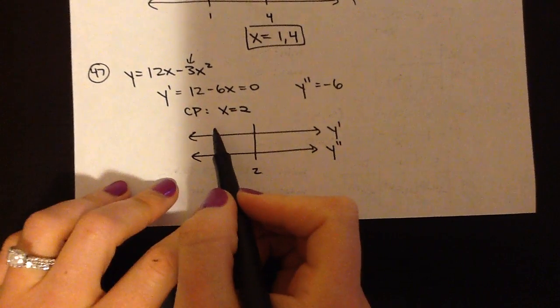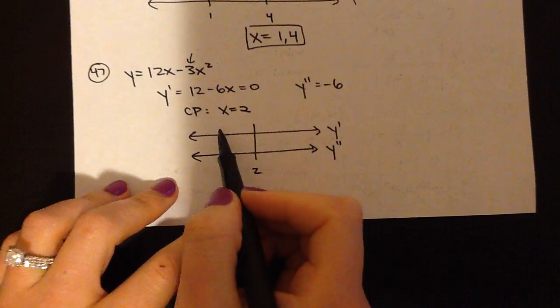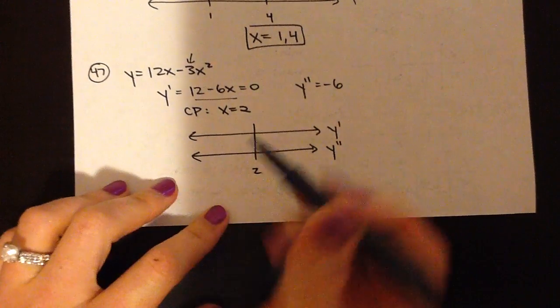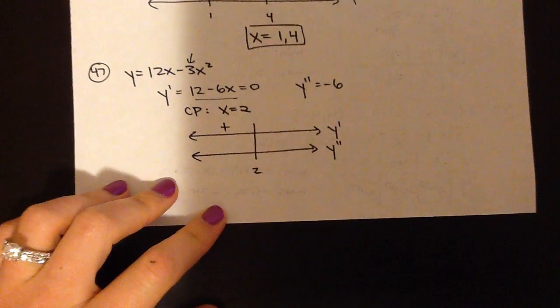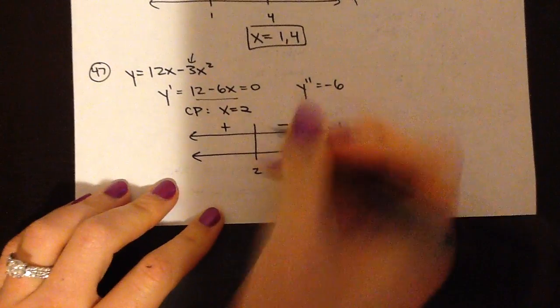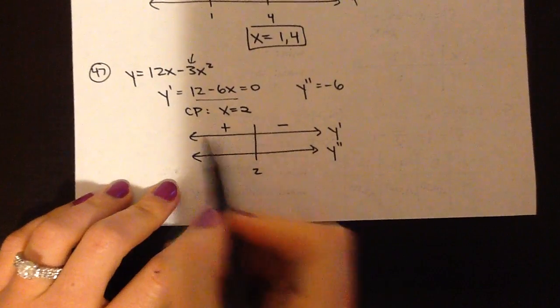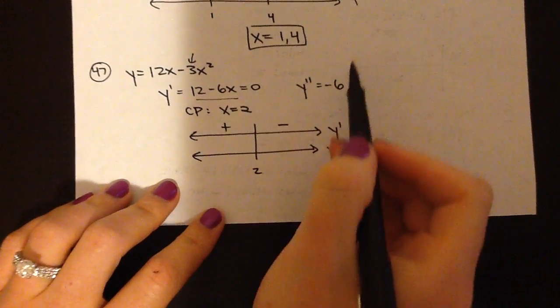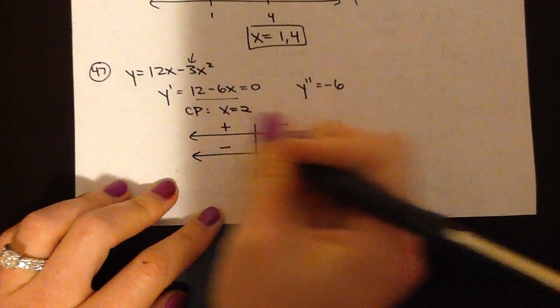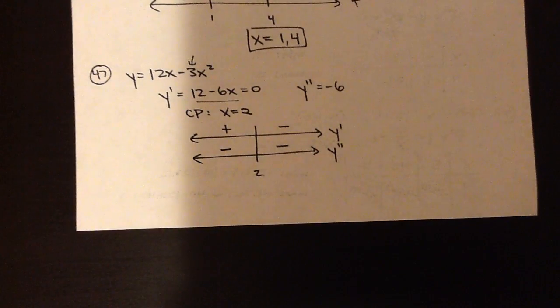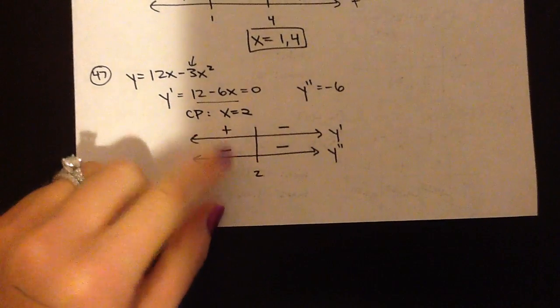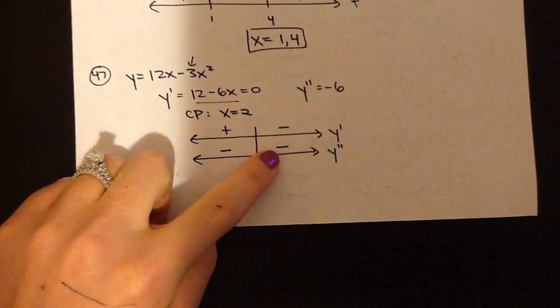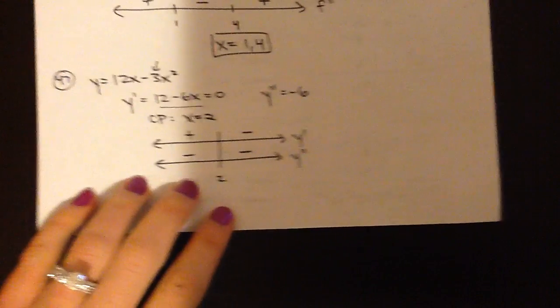So in my first derivative, I plug in something to the left of 2. If I plug in 0, I get a positive. If I plug in 3, I get a negative. So my graph goes from increasing to decreasing. And then I know that my second derivative is always negative. So negative all the time, no matter what. So my graph goes from increasing and concave down to decreasing and concave down. What that means is I have a max at 2.